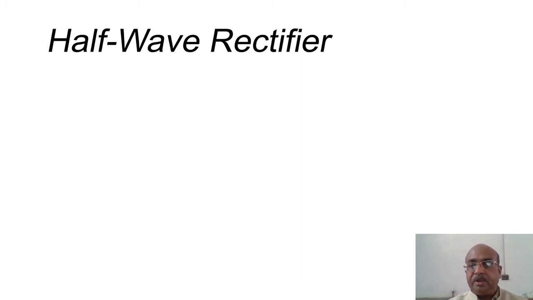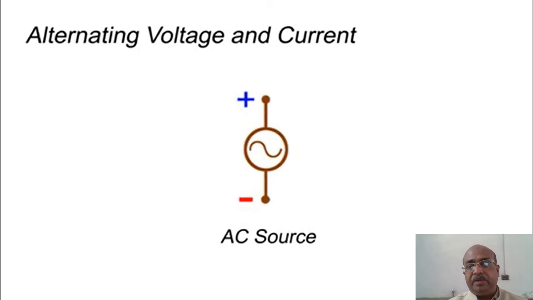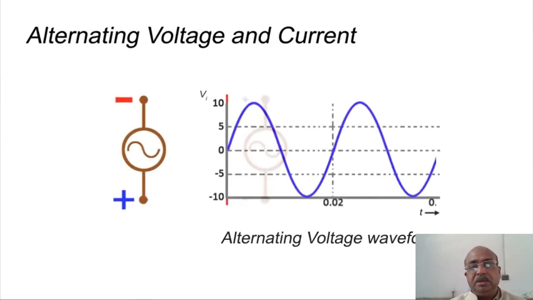Let us see what is half wave rectifier. But before this, we should have a knowledge about what is alternating voltage and current. You would have seen that in your house, the AC source is alternating. It means its terminals go on changing their polarity within a specified time, about 50 times in a second. It changes polarity from minus to plus and plus to minus.